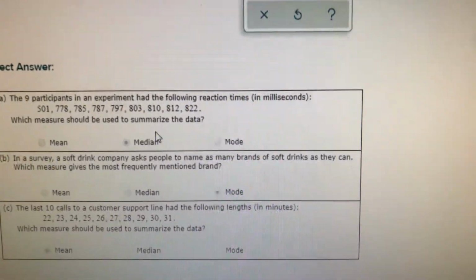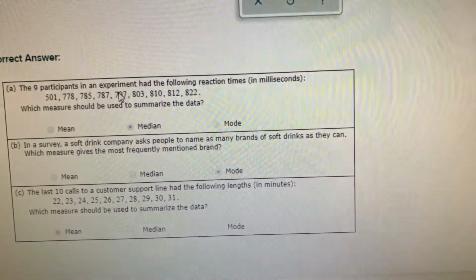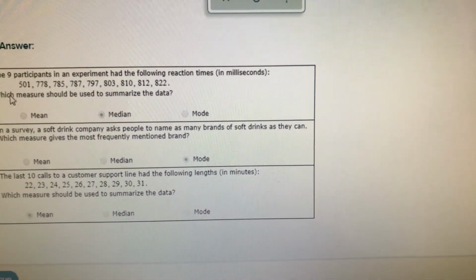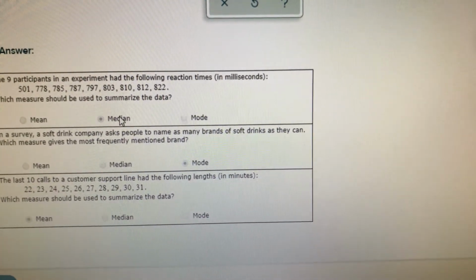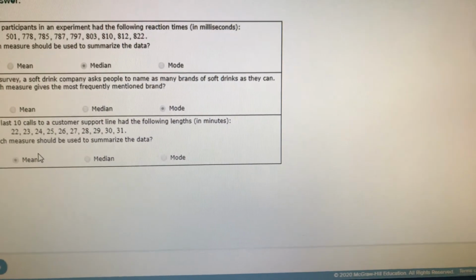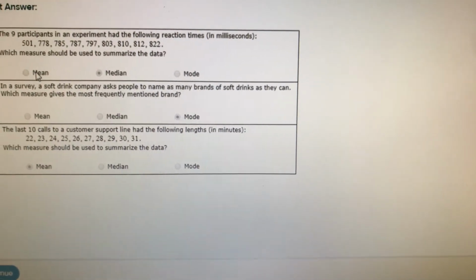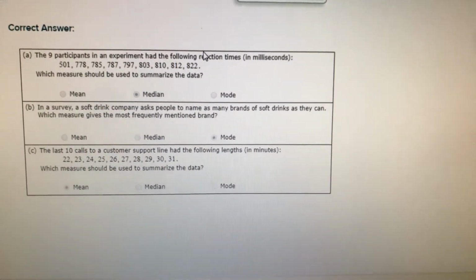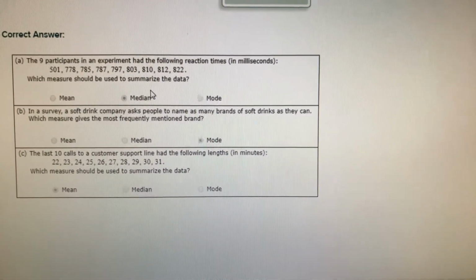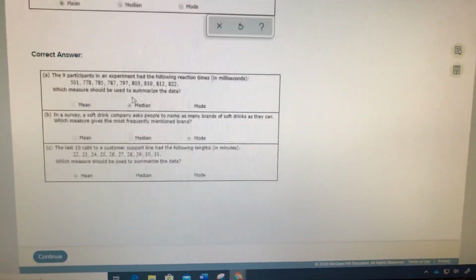Oh, this one actually was the median. So let's look at that. The 9 participants in the experiment had the following reaction times. Which measure should be used to summarize the data? They're saying the median would be used to summarize because it's their reaction time. Okay, I probably would have said mean. So if you get one of those and it's partially incorrect, just drop me an email and I can give you a few points or I can give you half a point back on that because I would say the mean would be a good one, but they're saying kind of the median would also be in the middle. So there you go. Always fun to see kind of what Alex says.